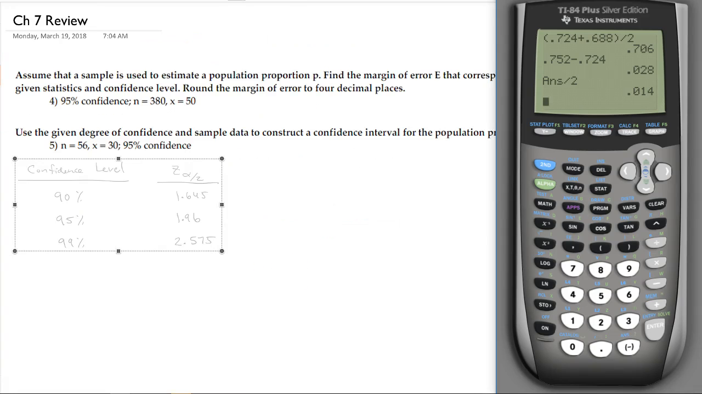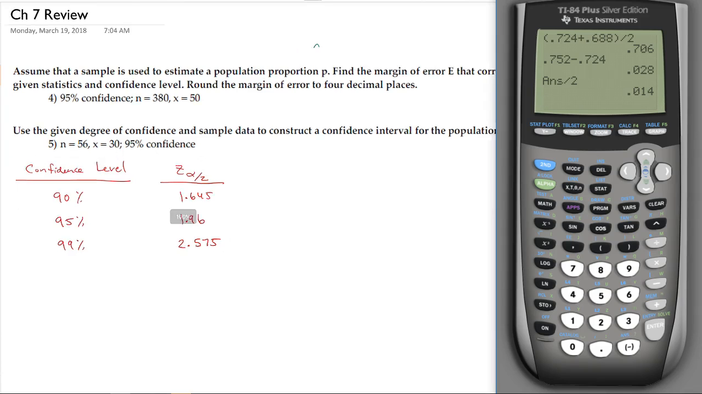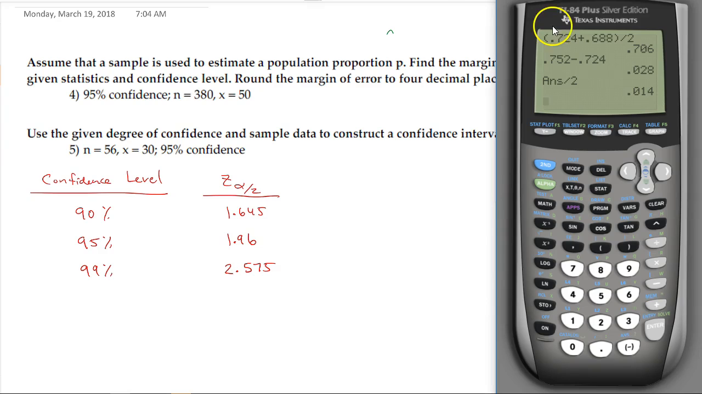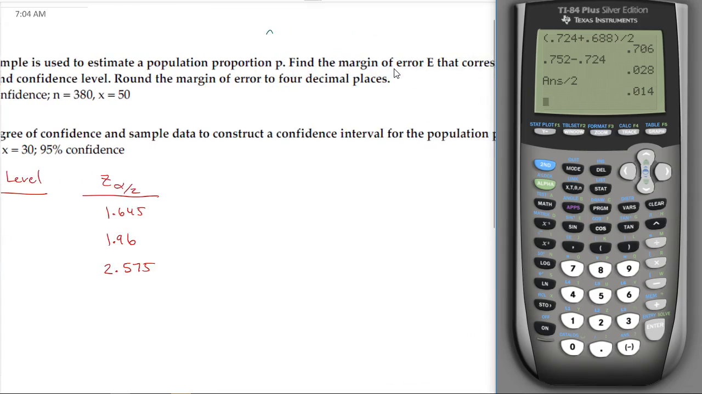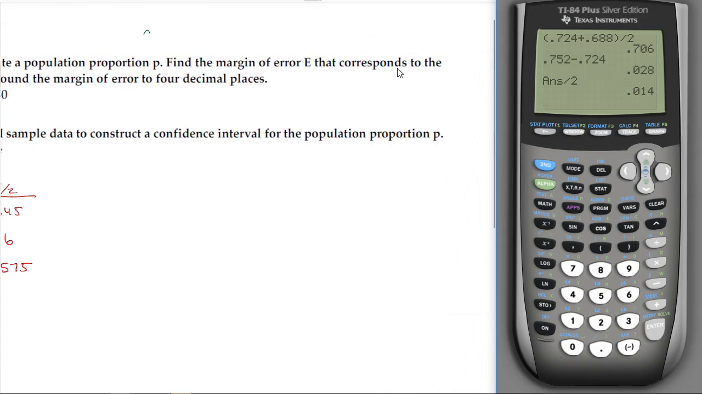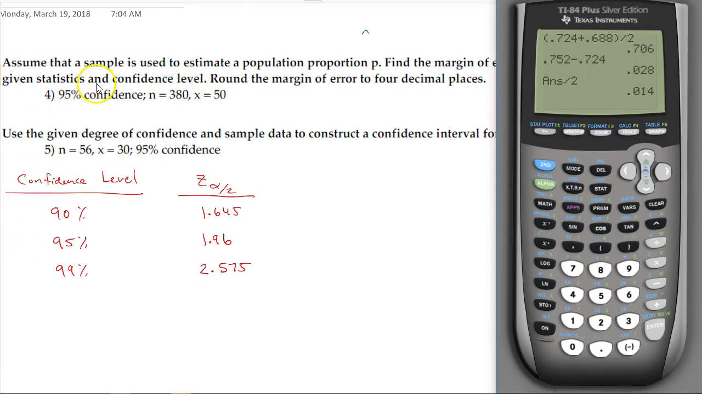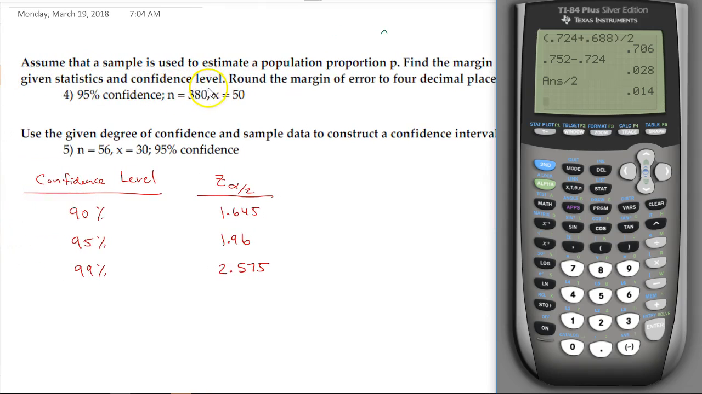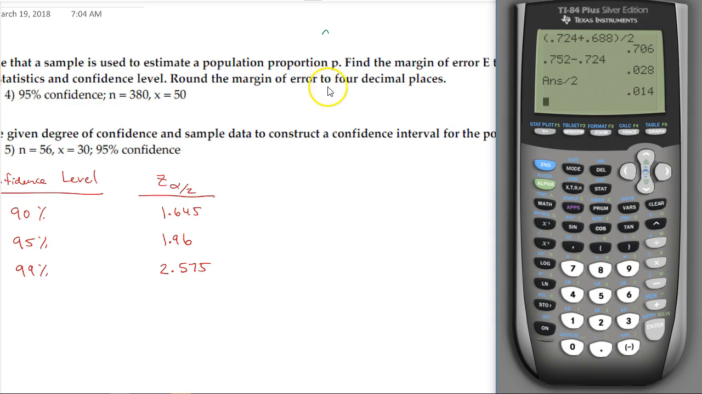Okay, so that was the first 3 problems. Let's take a look at the next couple of problems. So number 4, instruction says, assume that a sample is used to estimate a population proportion, P. Find the margin of error that corresponds to the given statistics and confidence level. Round the margin of error to 4 decimal places.